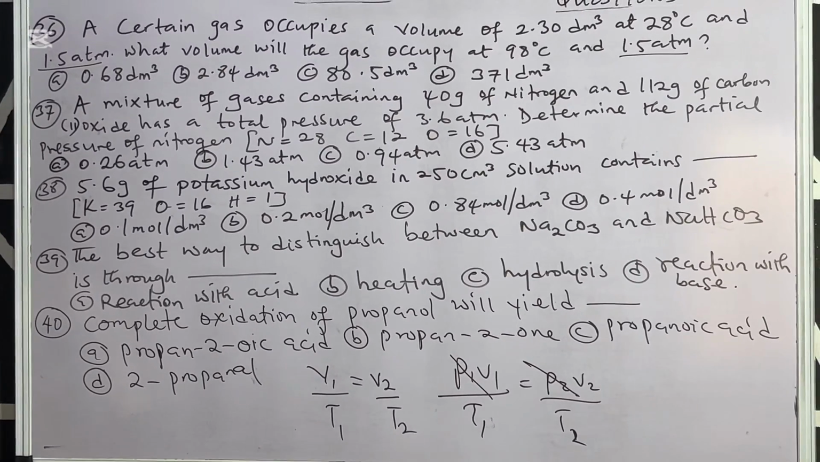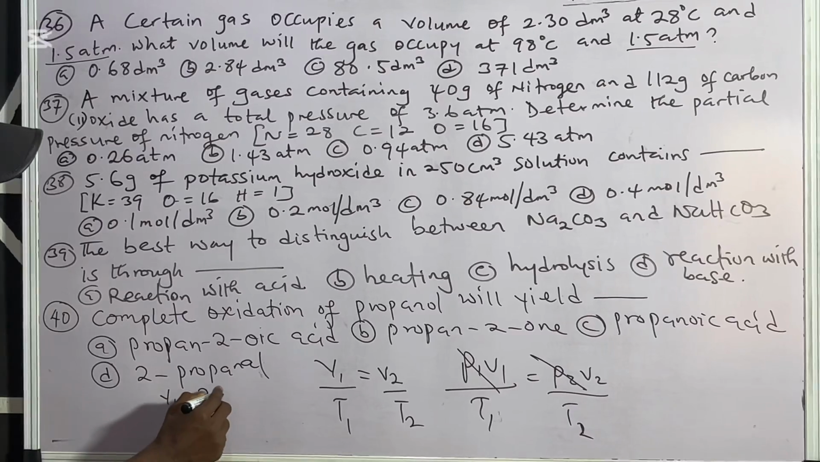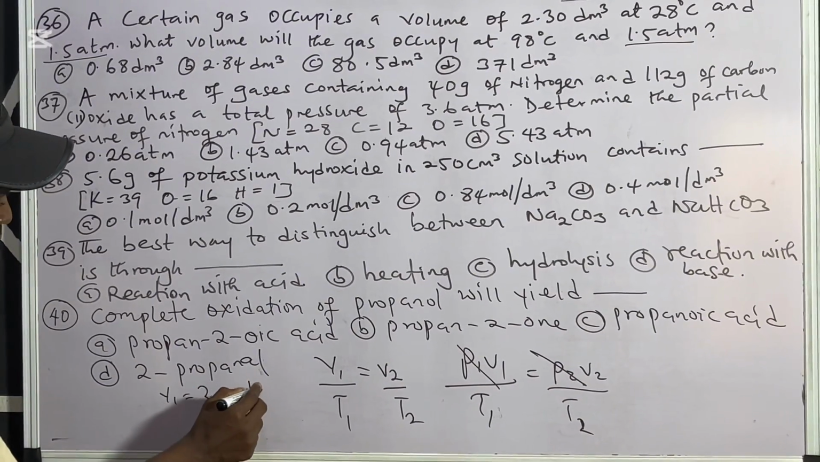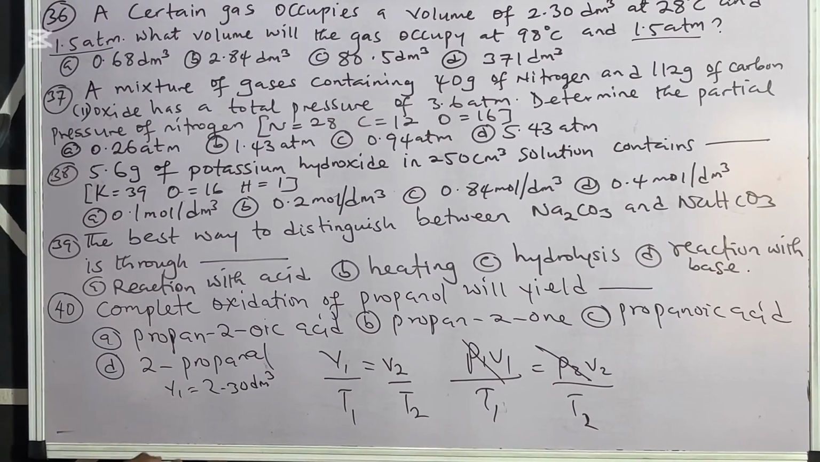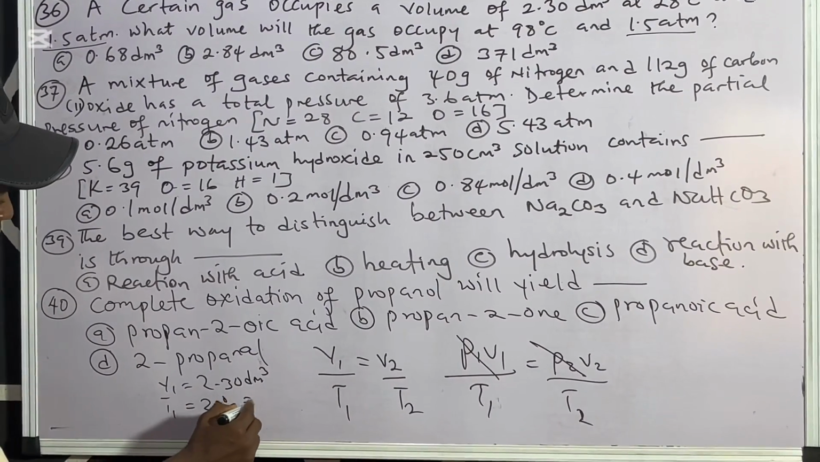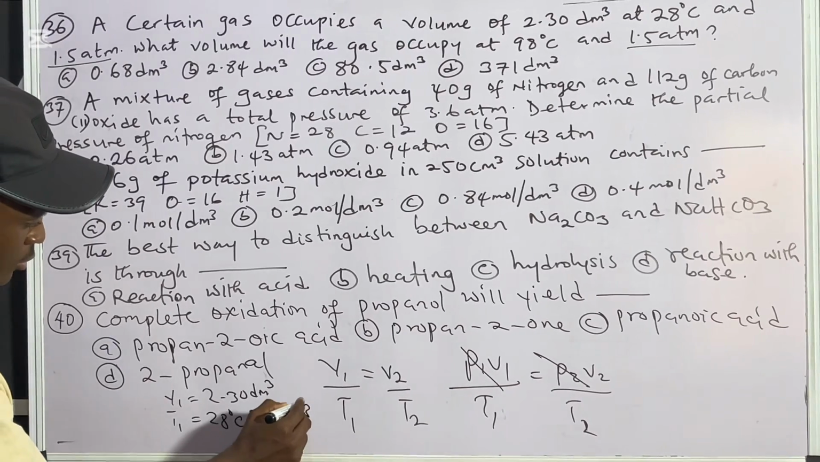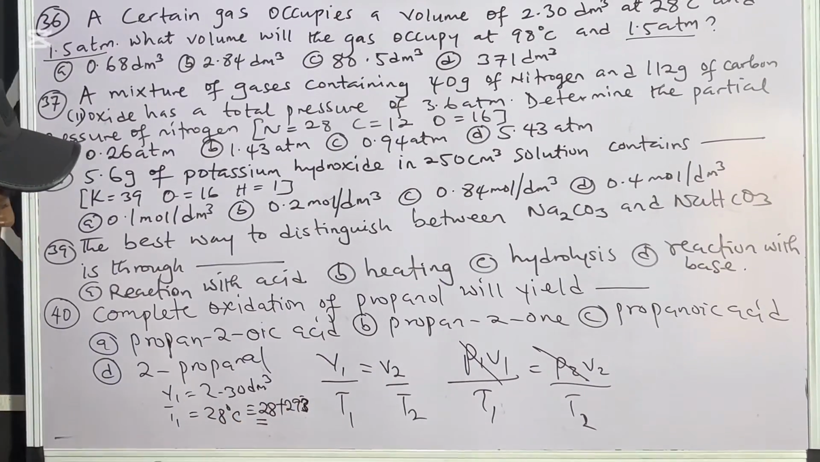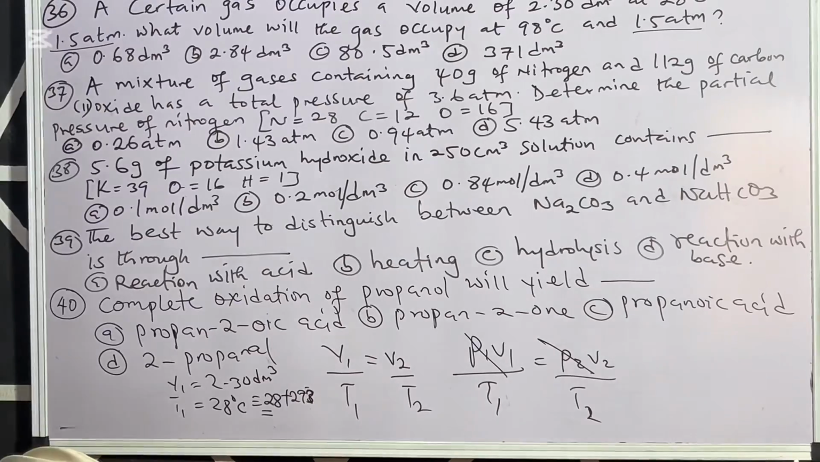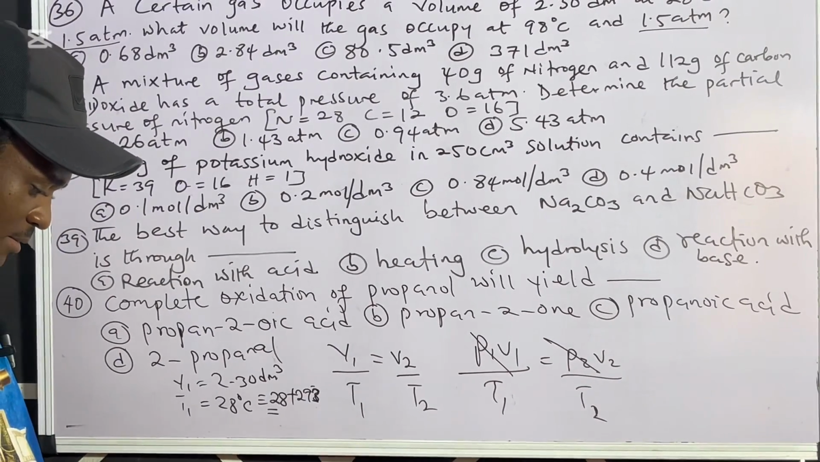So what was our V1? Our V1 that was given was 2.0 dm cube. Then what was our T1? Our T1 is 28 degrees Celsius. When you convert to Kelvin, you add 273 to it. So 273 plus 28. We are to obtain, with the help of our calculator, let's get that.